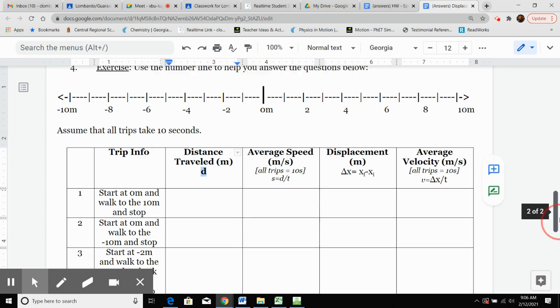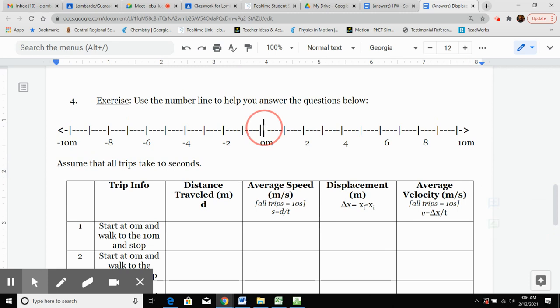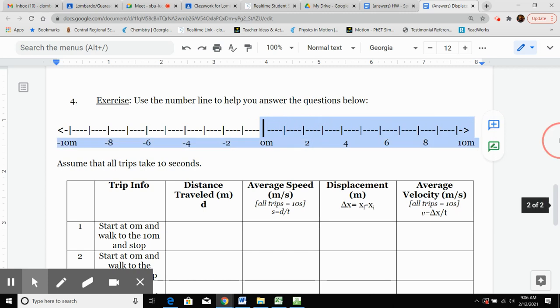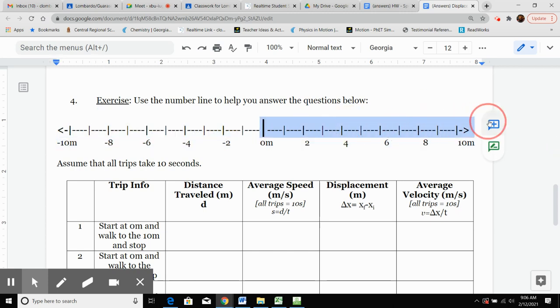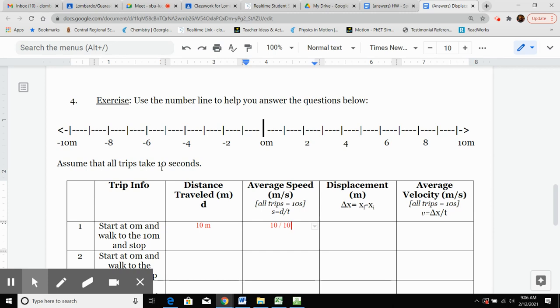All right, but let's walk through the first one together. So you're starting here at 0, and then it says you walk to this 10-meter mark and stop. So how far did you actually travel? Yeah, 10 meters. It's not even a trick question. Simple. Okay, so the average speed is distance divided by time. So we traveled a distance of 10 meters in how many seconds? In 10 seconds, because all trips take 10 seconds. So 10 divided by 10, very simple, is just 1 meters per second as our unit.